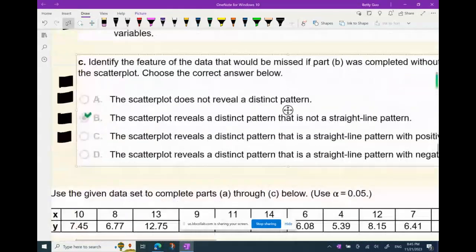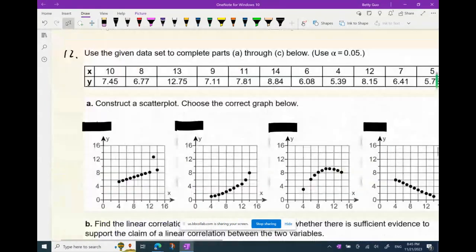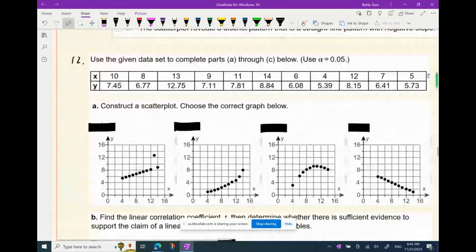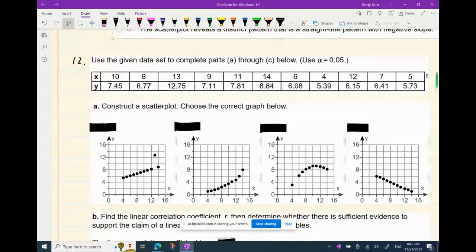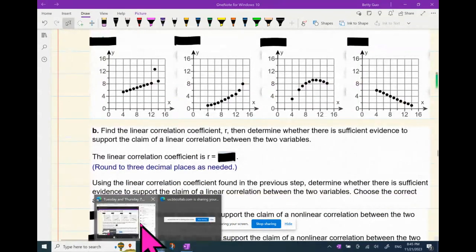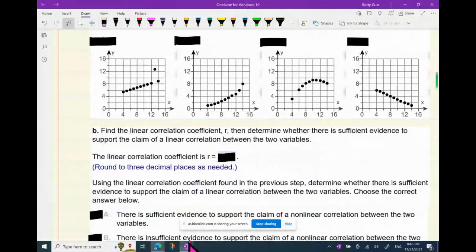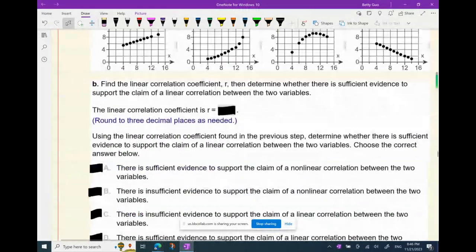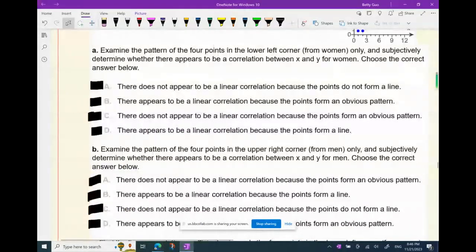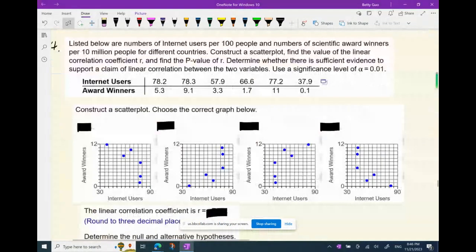All right, so let's see what else we have. We have number 12. It's going to be the same, right? Can you show us number 14 and number 16? Okay. 14 and 16. Let's see.